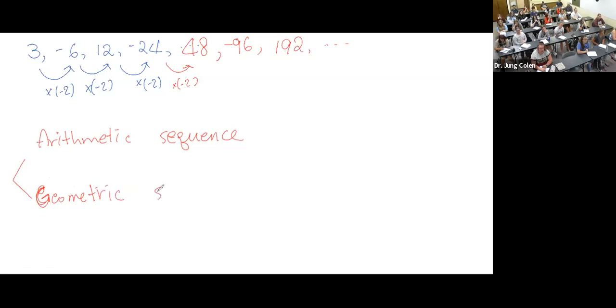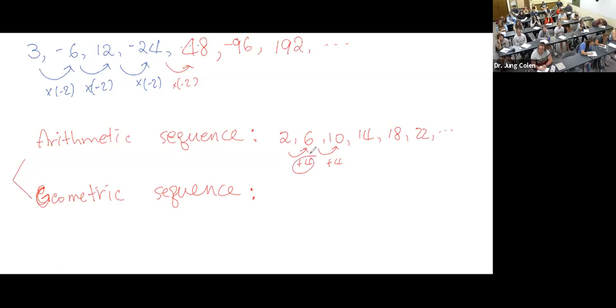Geometric sequence. So an arithmetic sequence is when you constantly add the same number. Just like the previous example, let's say 2, 6, and keep adding 4 to that: 10, 14, 18, 22, and so on. I keep adding the same number to the previous term. It's called an arithmetic sequence.